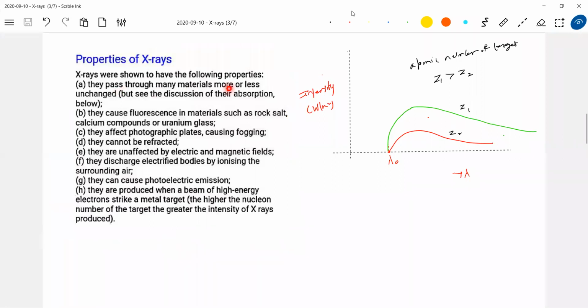They'll pass through many materials more or less unchanged here. It all depends upon, again, the type of X-rays. If they're hard X-rays, they will have more penetrating power. They'll penetrate more into the material. Soft X-rays. Suppose I want to scan the lungs, what type of X-rays should I prefer? Soft X-rays.